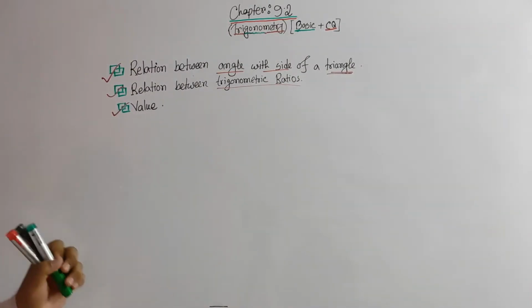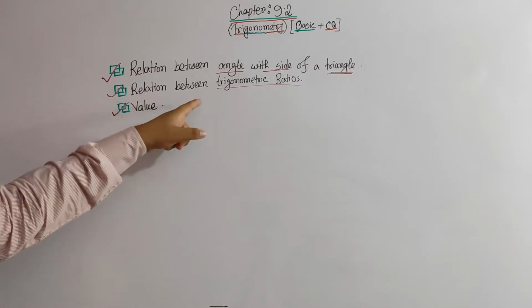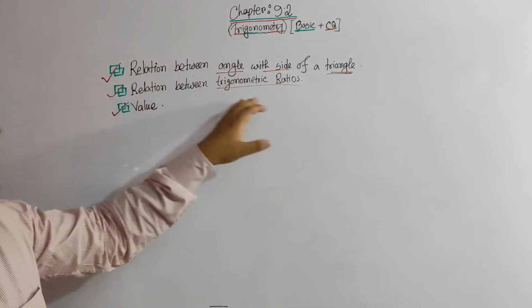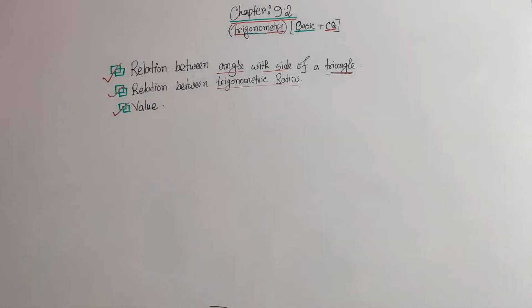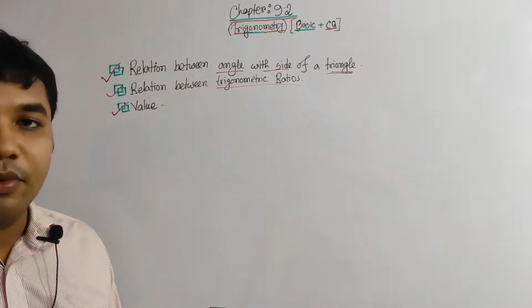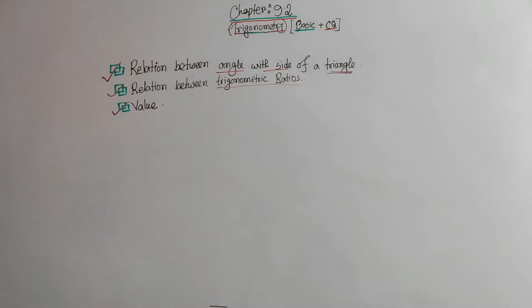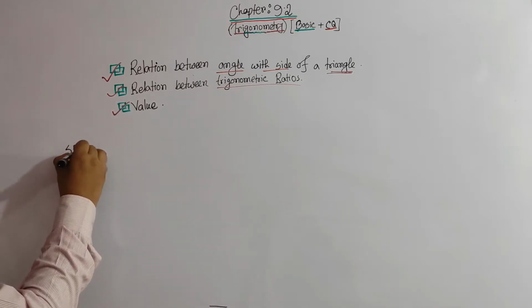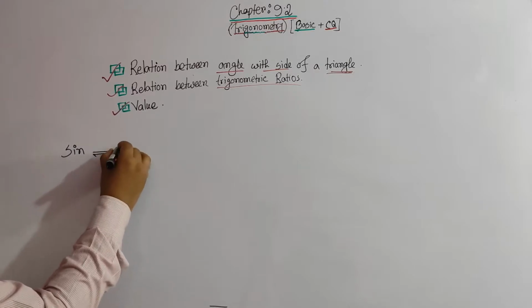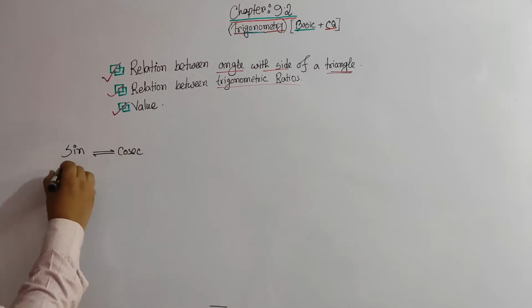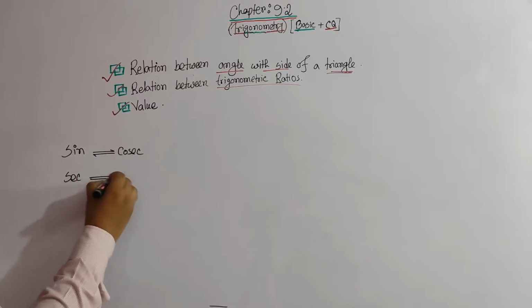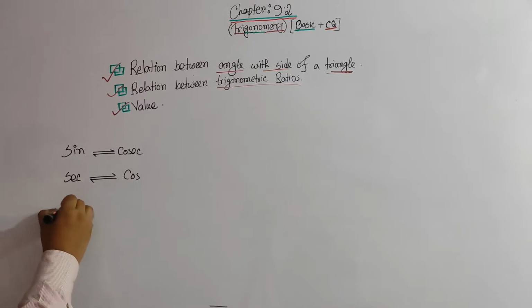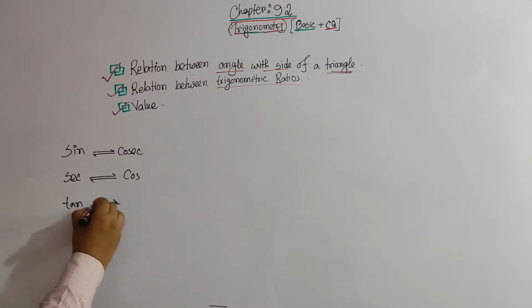Now let's move on to our second part, the relation between the trigonometric ratios. What is the relationship between the trigonometric ratios? We are talking about the inverse relation, where sine is the inverse of cosec, sec is the inverse of cos, and tan is the inverse of cot.